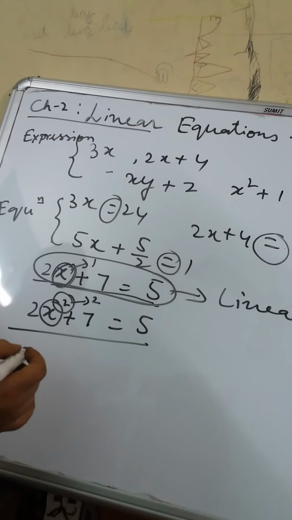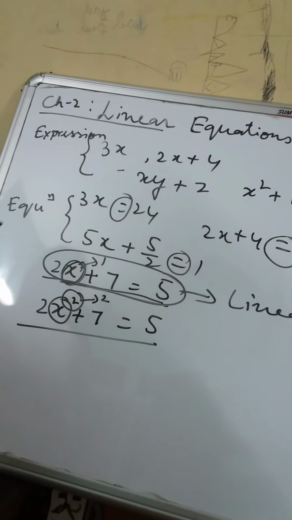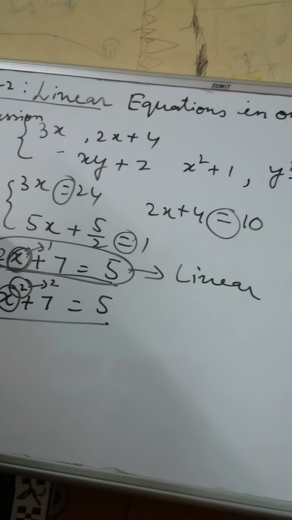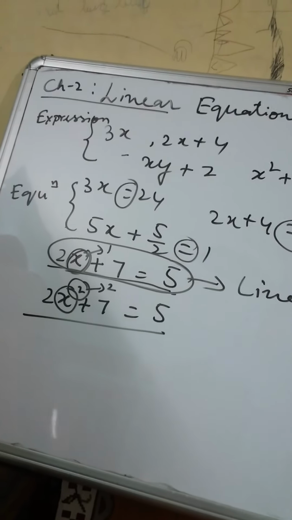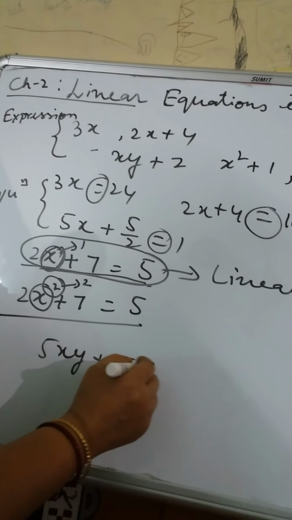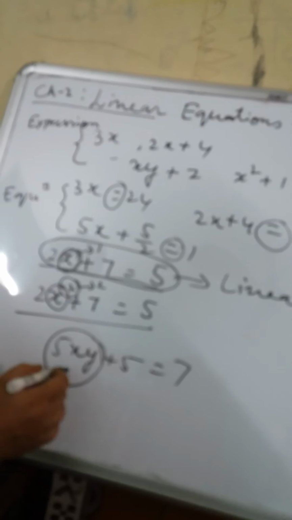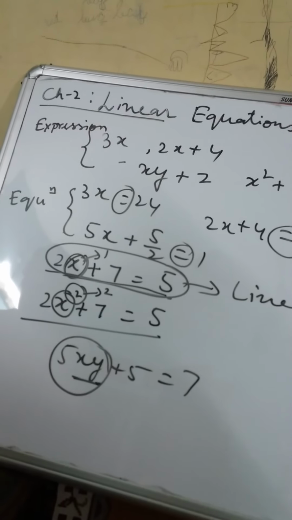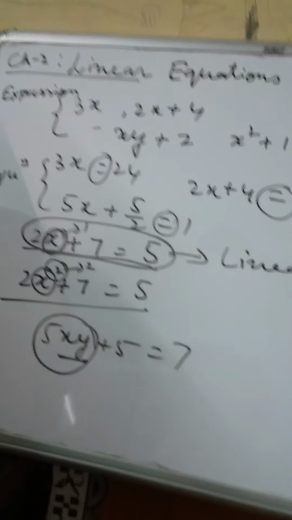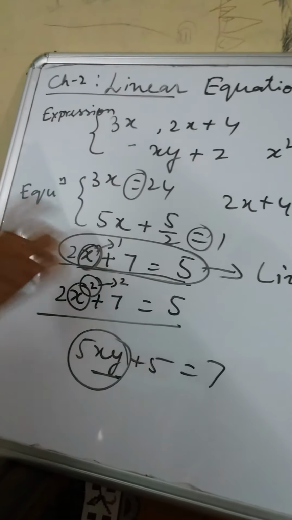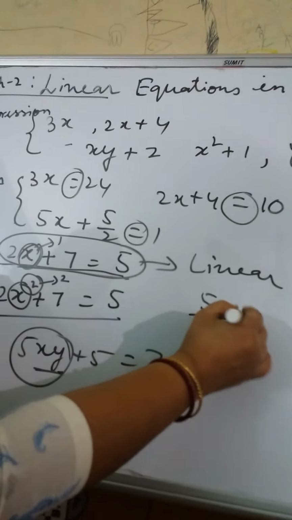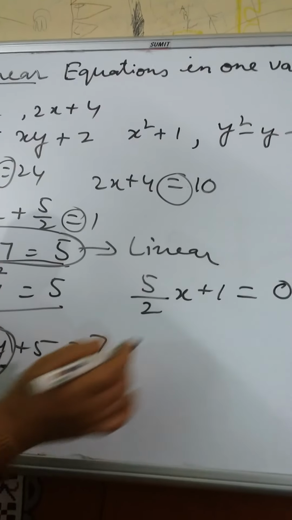Now we will restrict our discussion to only one variable. This is also an equation, but how many variables does it have? 2 variables. So we will not discuss this here. Some examples of linear equations are 2x plus 7 equals 5, or 5 by 2x plus 1 equals 0.